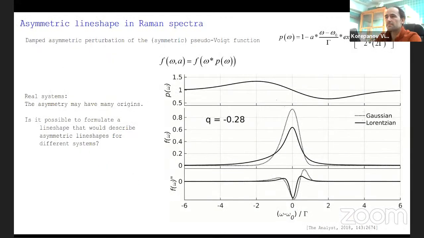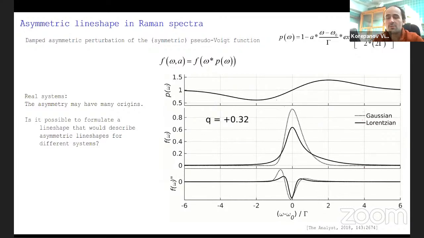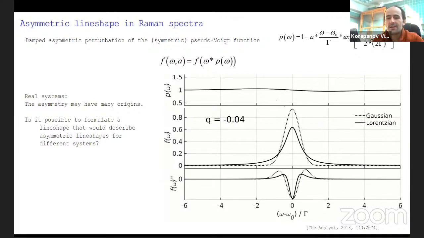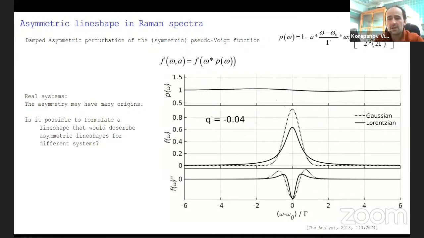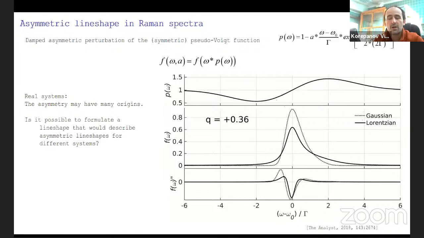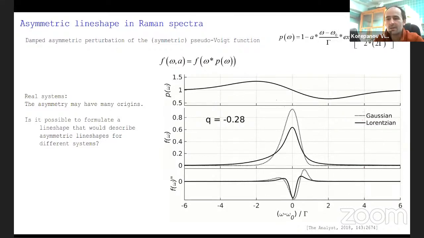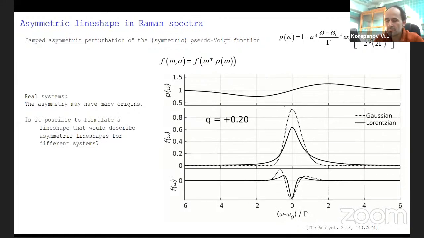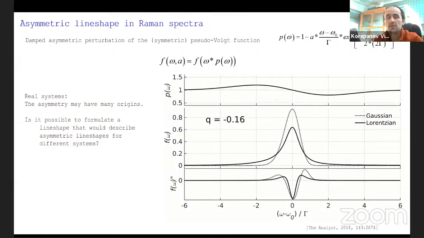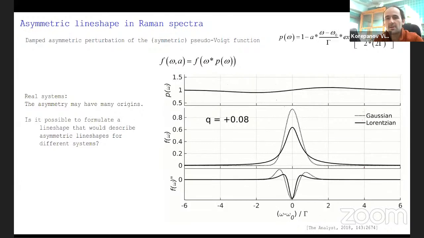Another tool is asymmetric lines. We are used to the fact that line shapes in Raman, infrared and many other spectra are symmetric, and that we can analyze them as Lorentzian, Gaussian, or their combination, which is usually called the Voigt function. But the fact is that in nanoscale materials, and actually not only in nanoscale materials, but in a wide range of materials, the lines are asymmetric.